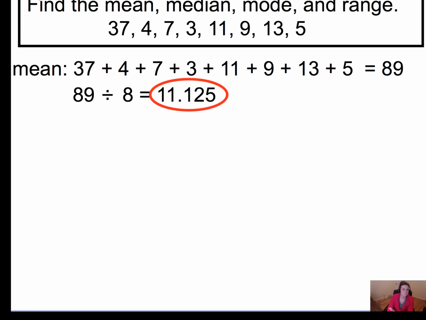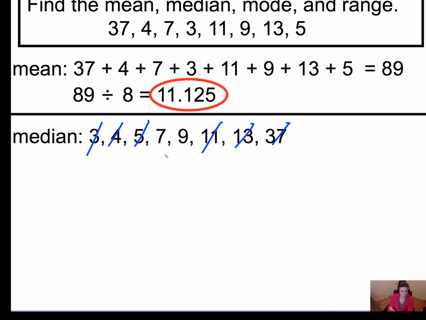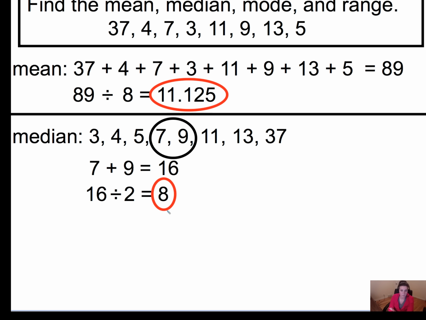That's the mean. Next, for the median, you have to make sure that you order the numbers from least to greatest first, which is what I did here. Then you can cross off the first and the last number and continue doing that until you get to the number in the middle. But this time I actually have two numbers in the middle, 7 and 9. That means that I need to find the average of those two numbers. So to find the average, I add them up, 7 plus 9, and we get 16. How many numbers did we add? 1, 2. So you do 16 divided by 2 and you get 8.